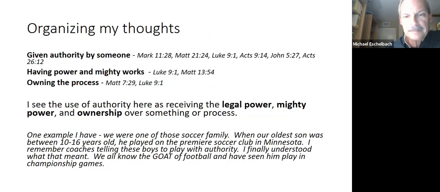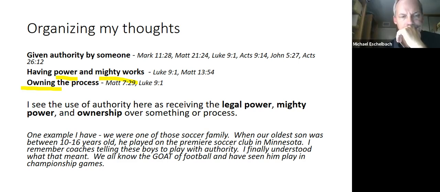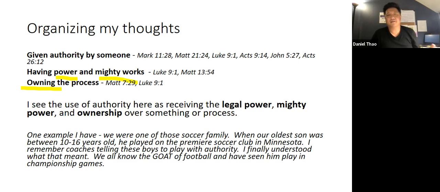Okay, right. Keep going. So this is just organizing my thoughts. So I just kind of put it together, right? Given authority by someone, that was kind of, God gave him authority. That was the Damascus stuff, right, Paul? And then having power and mighty works, right? Dr. E talked about that. And then the other thing was just, I kind of saw it as maybe just owning, right, the scripture, and that's where I saw it in Matthew. And so I see the use of authority as kind of that legal power, having the mighty power, right, from God, and just owning that in the process.